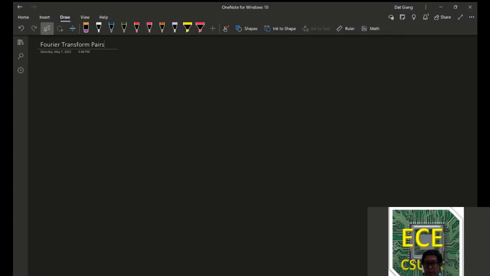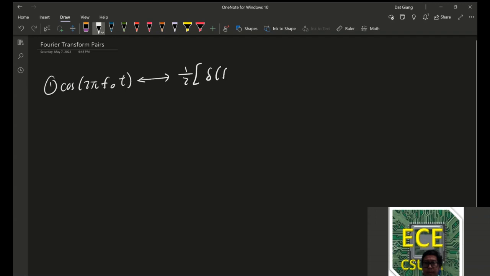There are only a handful that, for the most part, represent a physical system, and because they represent a physical system, we're able to find a valid Fourier transform for them. Here are some that we should care about. Number one, cosine of 2 pi f0 t. When we apply the Fourier transform, it becomes 1/2 [delta(f - f0) + delta(f + f0)].